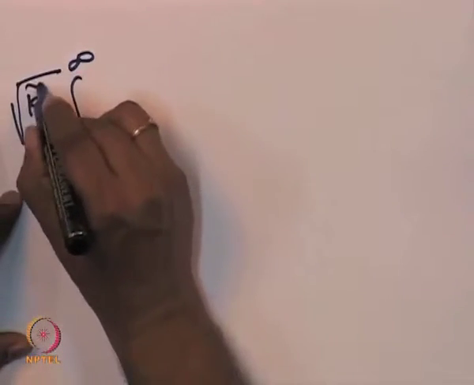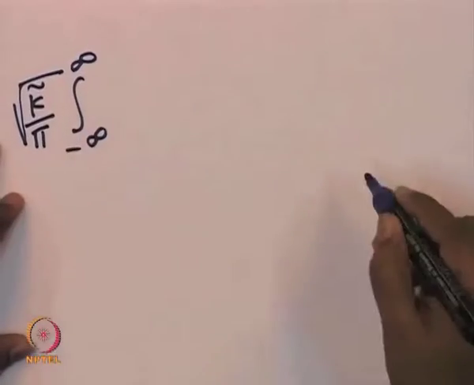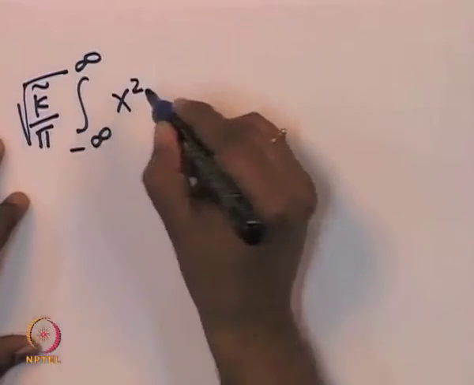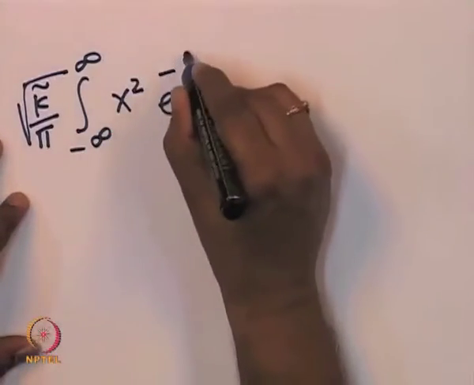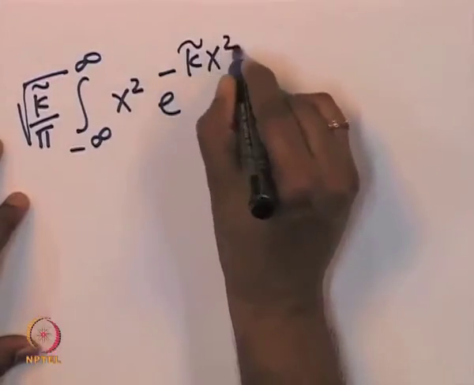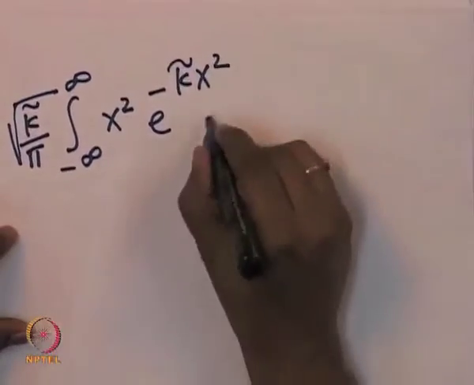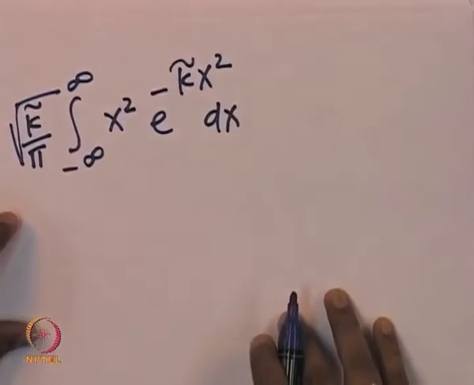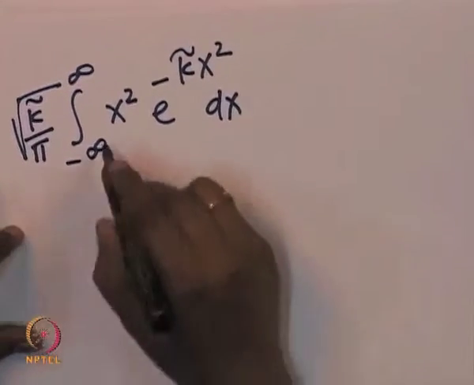So, this is √(k̃/π) ∫ x² e^(−k̃x²) dx. This is the integral we have to do. It turns out that there is a trick to do this integral.